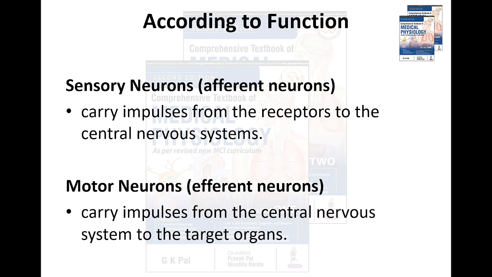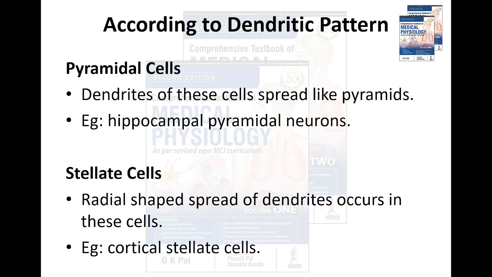Sensory neurons are afferent, motor neurons are efferent. According to the dendritic pattern, there are pyramidal cells, such as hippocampal pyramidal neurons, and cortical stellate neurons, which are the stellate cells.